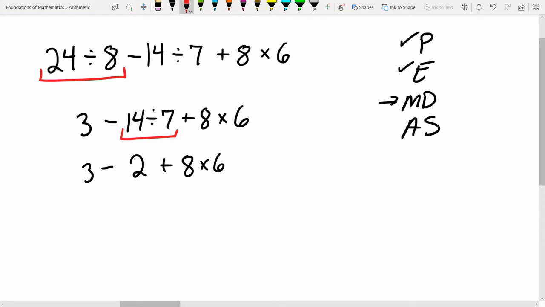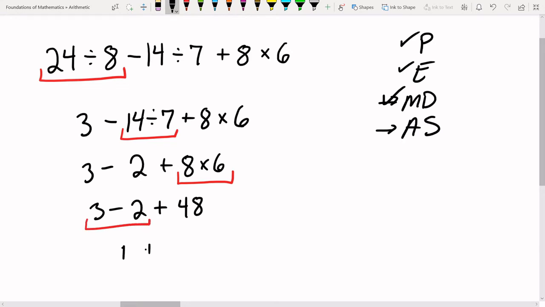And then the last one is 8 times 6, which is 42. Sorry, 48. Okay, so that one's done. Now we can look at addition and subtraction. Again, we work left to right. So 3 minus 2 is first, which is just 1. And then the last one, of course, is 1 plus 48, which is 49.